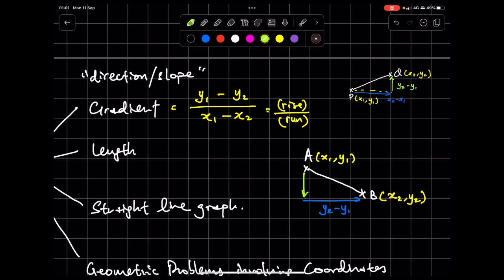Okay, down slope. Sorry, I just realized that I made a mistake here. It's not supposed to be y2 and y1. It's supposed to be x2 and x1. My bad.